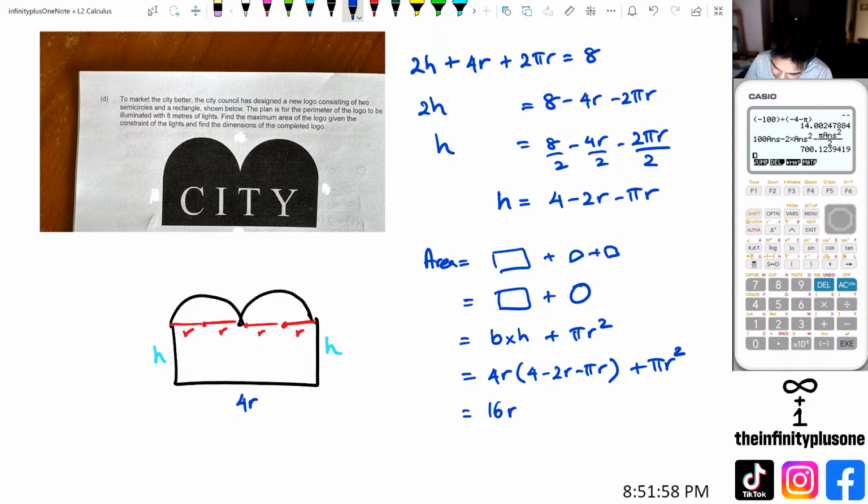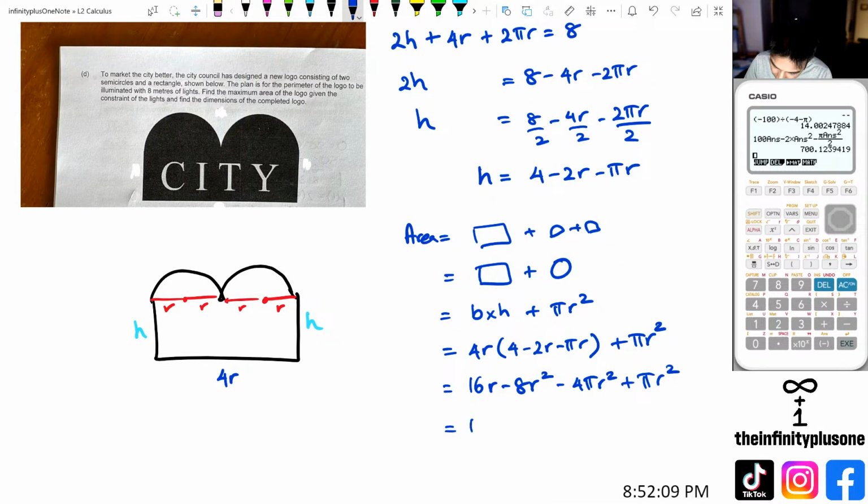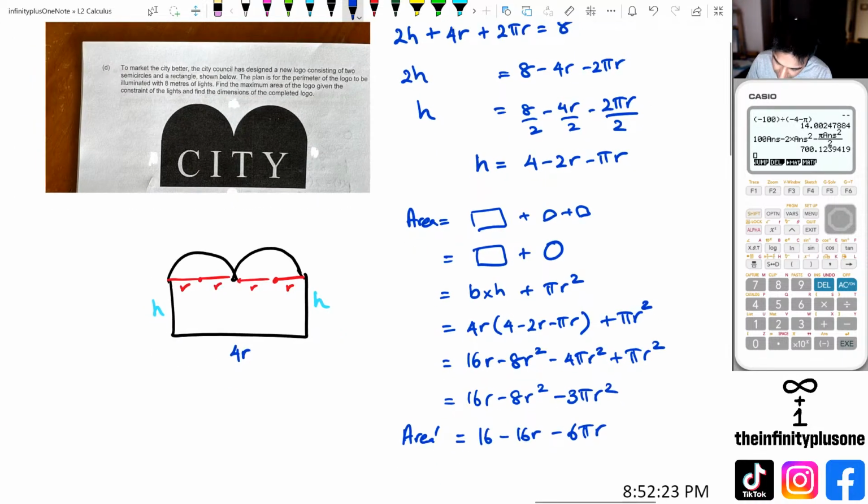So expanding this, 16r minus 8r squared minus 4 pi r squared plus pi r squared. And I think we did this before. So we're going to get 16r minus 8r squared minus 3 pi r squared. Then I'm going to differentiate this. I'll get 16 minus 16r minus 6 pi r.